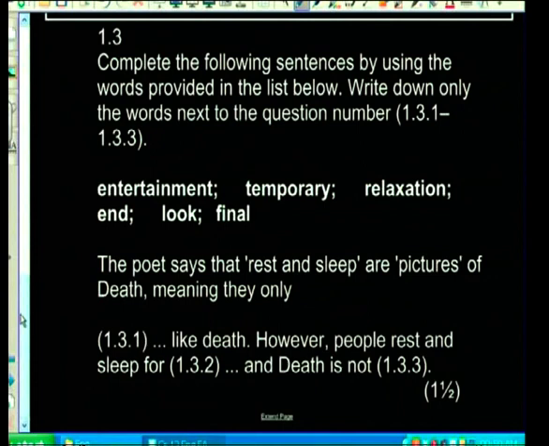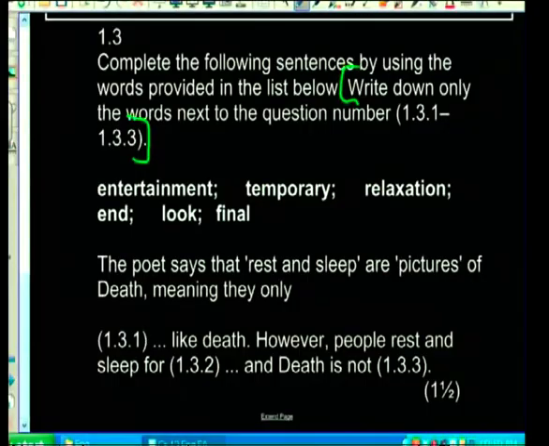1.3 says, complete the following sentences by using the words provided in the list below. Write down only the words next to the question number. Here's an instruction, make note of it. They don't want you to write out the whole sentence. They only want you to write down the words. 1.3.1, so you need to take note of that. Here are the words that they give you. These are the words that you're going to need to be filling into the space.